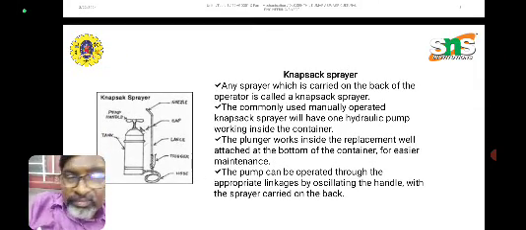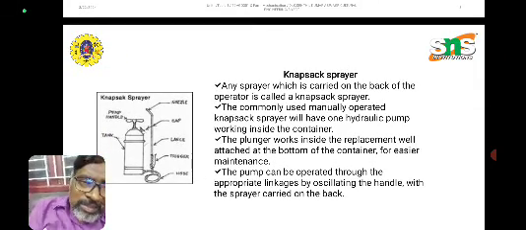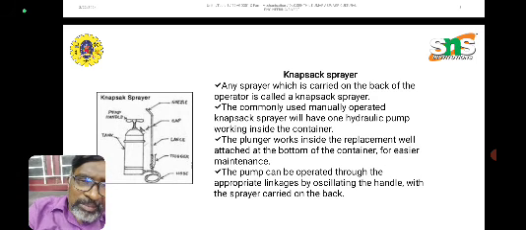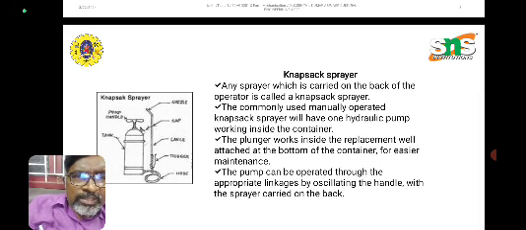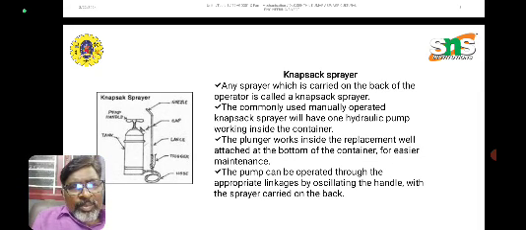Next, let us talk about the knapsack sprayer. So in general, what is this terminology? Any sprayer which is held on the back, we term a knapsack sprayer. Any sprayer which is carried on the back of the operator is known as a knapsack sprayer.